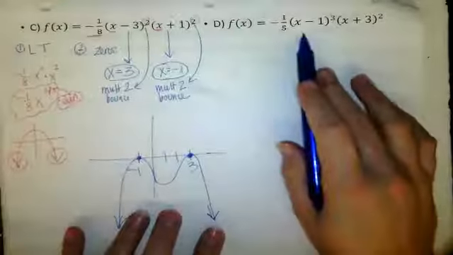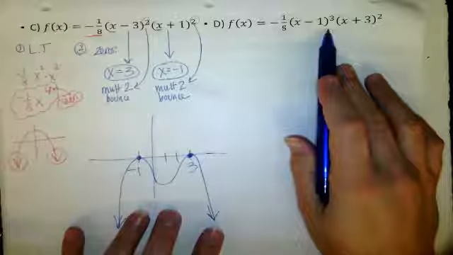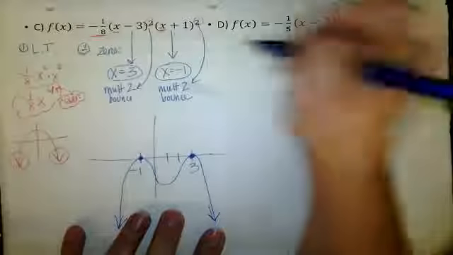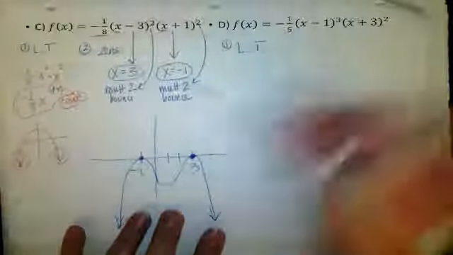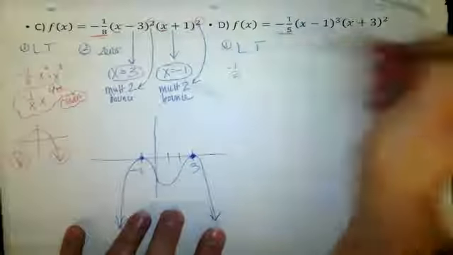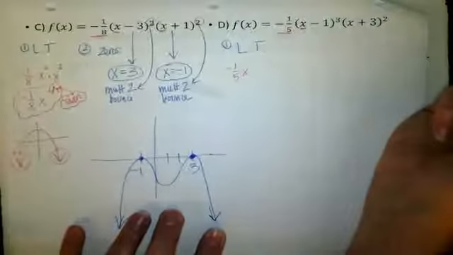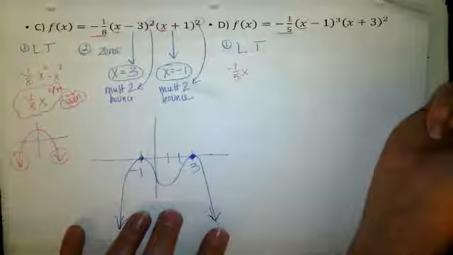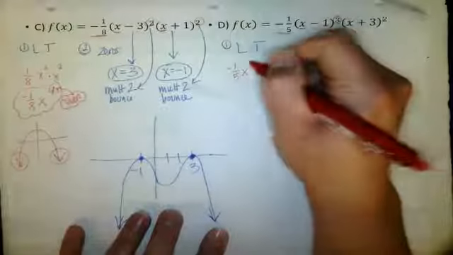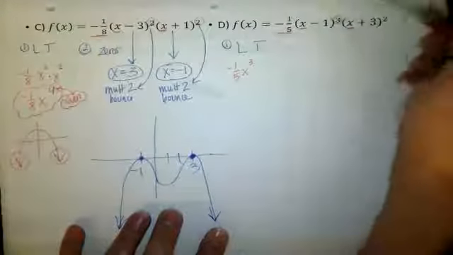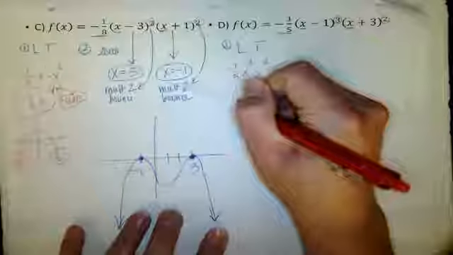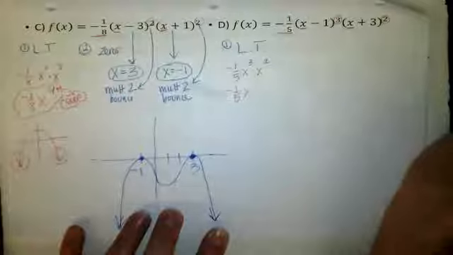-1/5 x minus 1 cubed. Ooh, interesting. And then x plus 3 quantity squared. So first we want to find the leading term. The leading term, I have about -1/5 out in front. I have an x to what power? To the 3rd. And then I have x to the 2nd. So I get a leading term of -1/5 x to what power? X to the 5th.